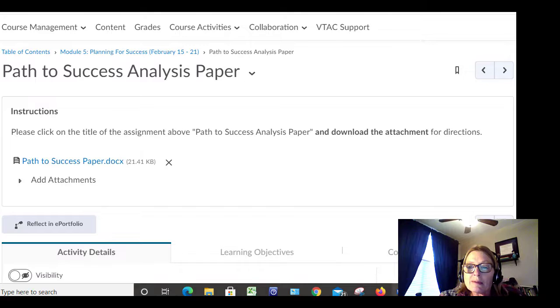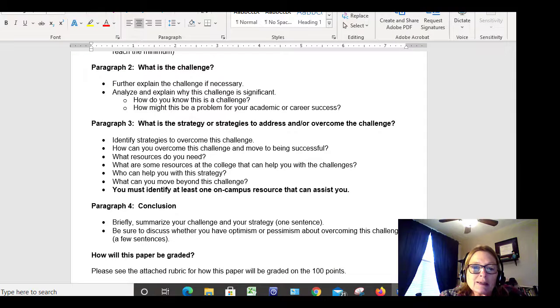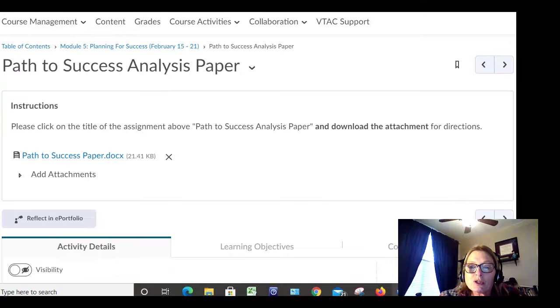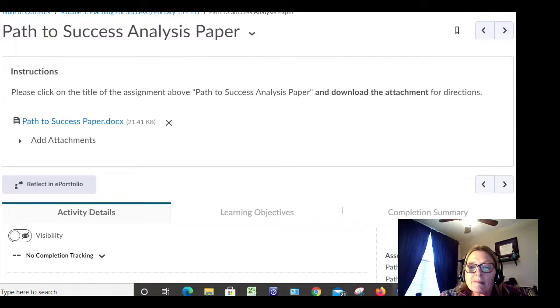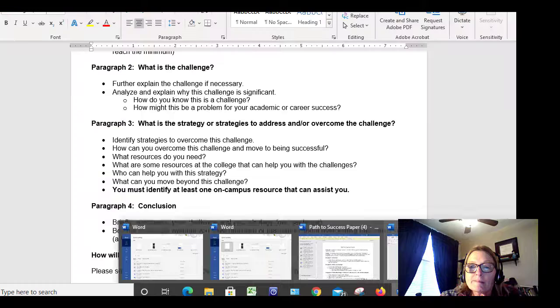Excuse me, I'm sorry. Please see the attached rubric for how, every time I go to cursor down, it snaps, sorry.